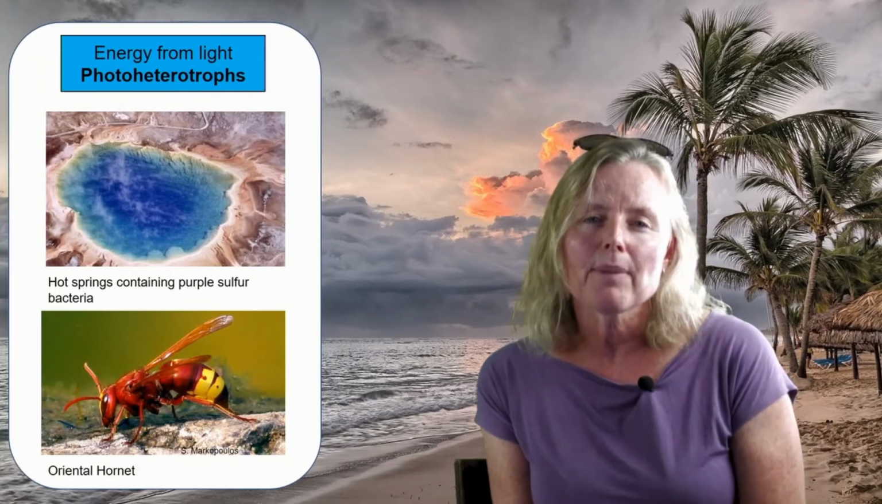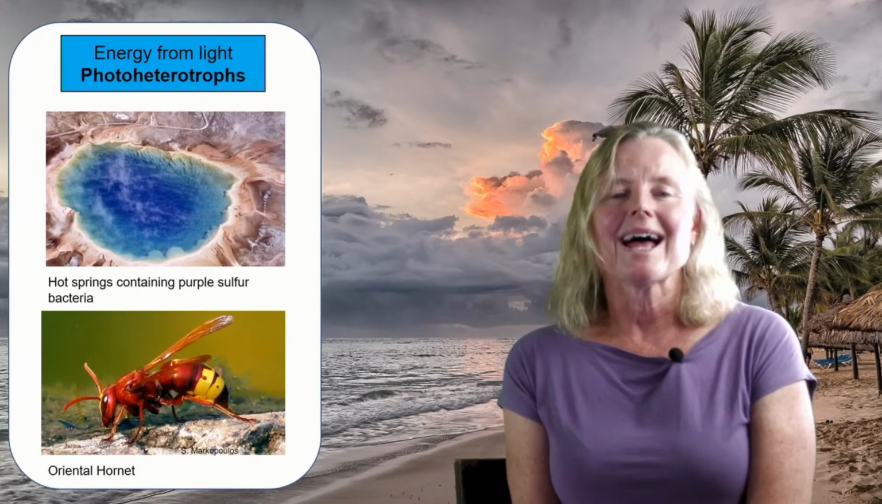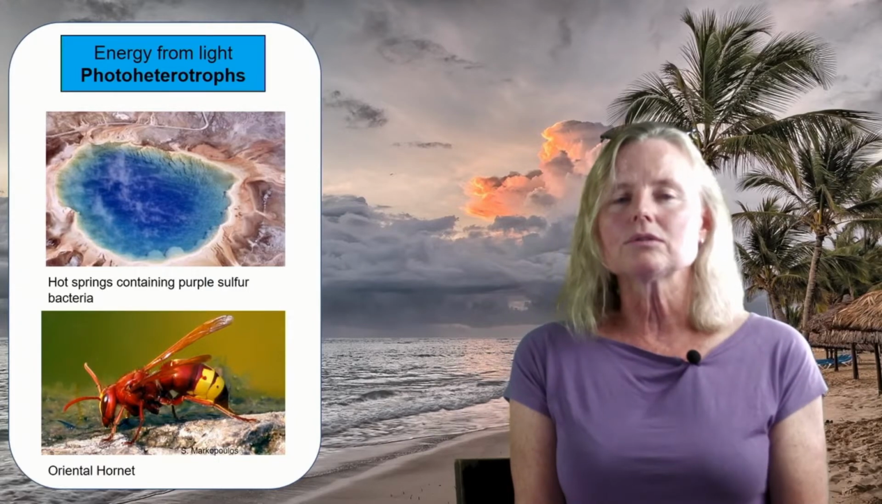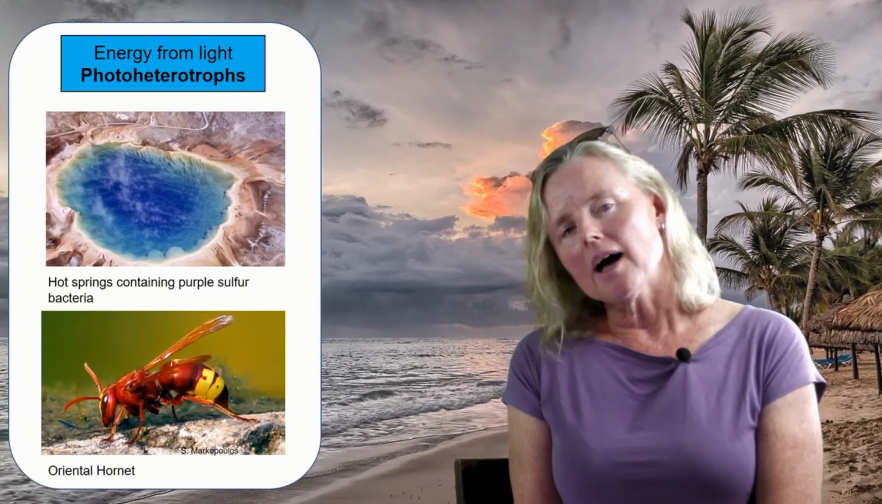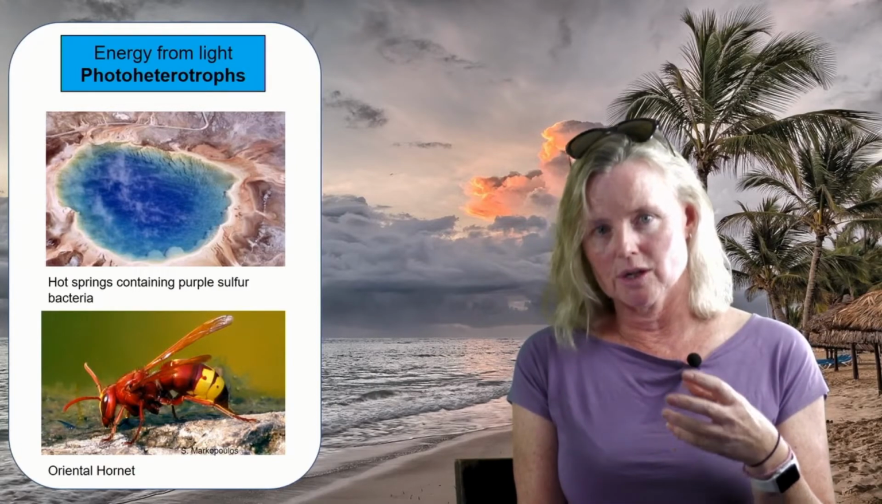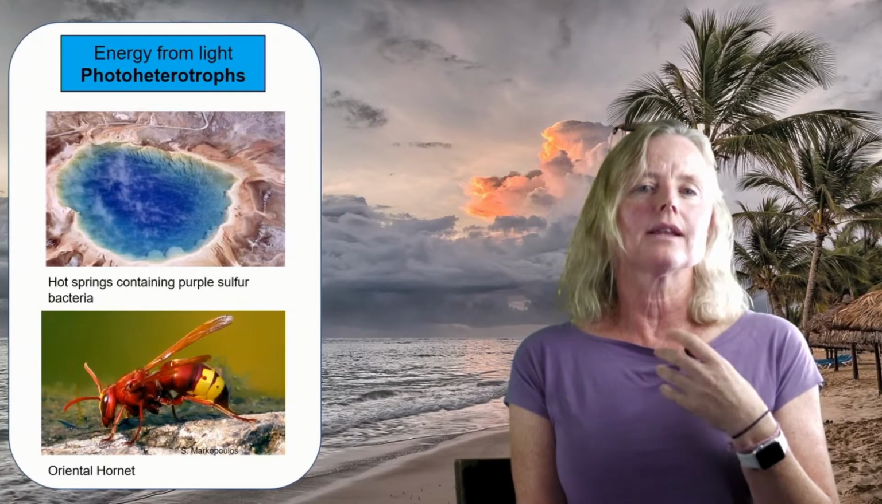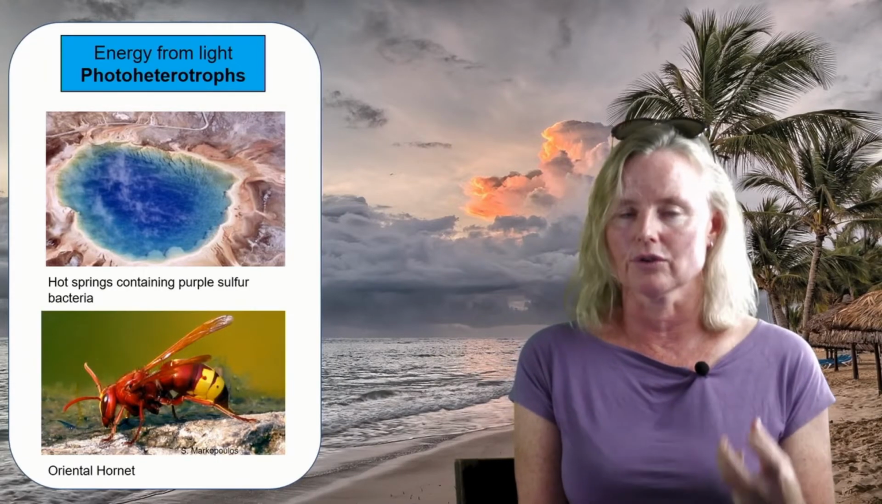You might have read about other animals that can use sunlight for energy, such as corals or some sea slugs. Many of these animals, though, are doing it by forming a symbiotic relationship with photoautotrophic algae. And so they wouldn't be considered classically as true photoheterotrophs themselves.